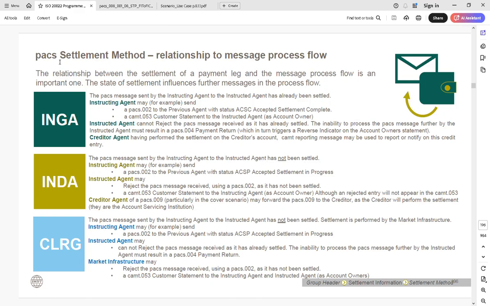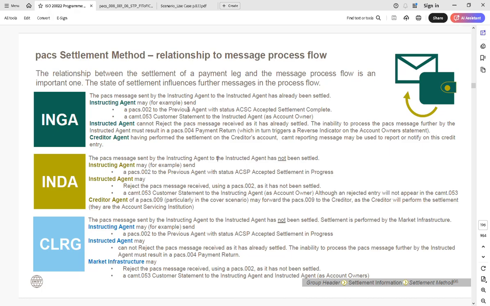Then PACS settlement methods in relation to the message process flow. The relation between the settlement of the payment legs and the message process flow plays an important role in the state of the settlement information process. Okay, instructing agent, instructed agent. Now, the PACS message sent by the instructing agent to the instructed agent has already been settled. Okay, when we are using the instructing agent, this is mentioned here.